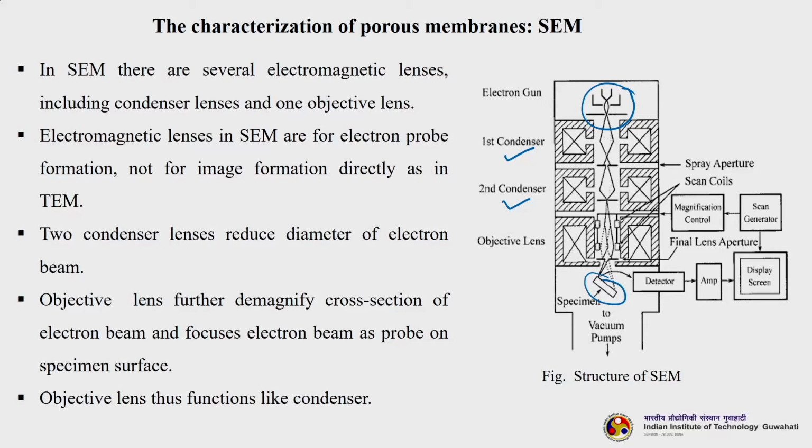Then there are different types of apertures. There are different scan coils, which are used for magnification purposes. Then we have the final lens aperture, through which the final electrons with high energy pass, bombarding the surface of the specimen. Whatever secondary electrons come out of the specimen are detected with the help of a detector. Then there is an amplifier, which helps in amplifying the signal, and then we see the image on a display screen.